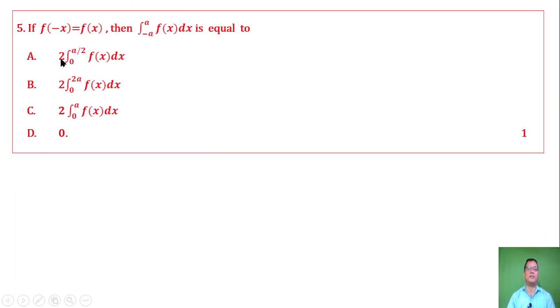If f of minus x equal to f of x, then integral of f of x dx from minus a to a is equal to. Here the function is an even function. For an even function it is twice the integral of f of x dx from 0 to a.